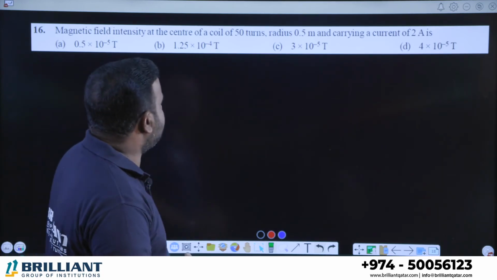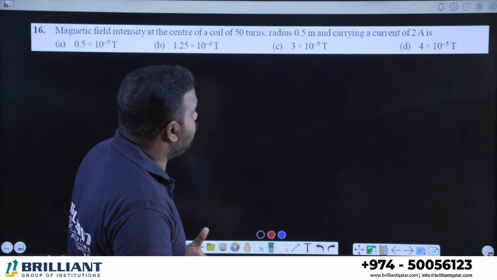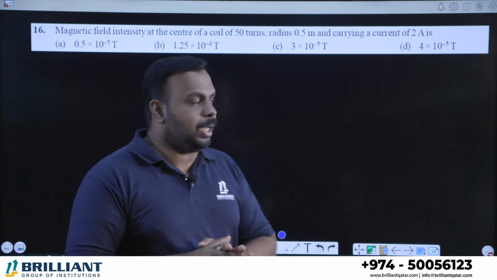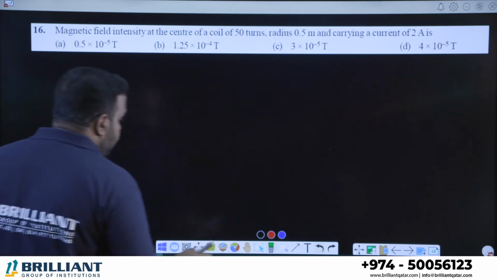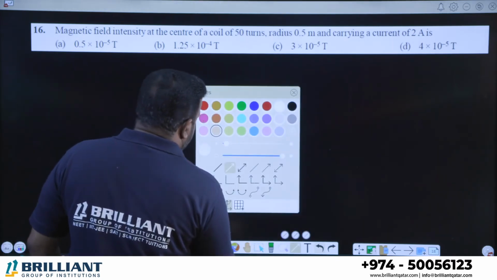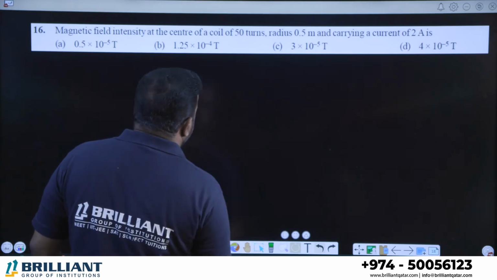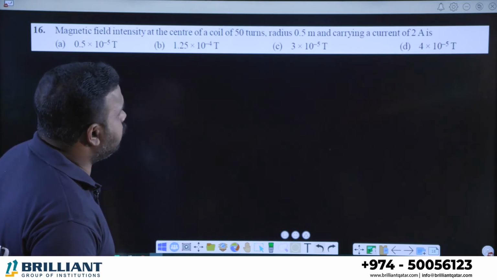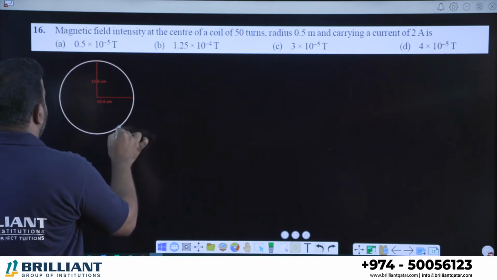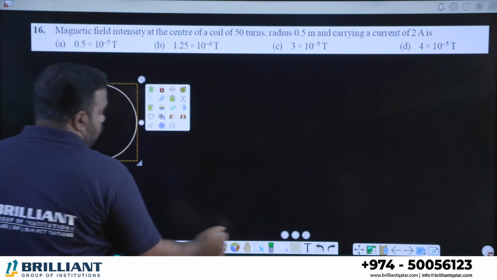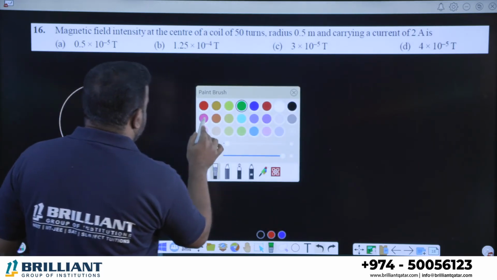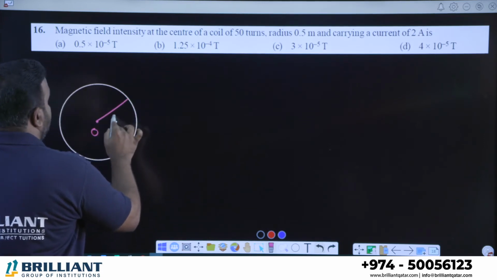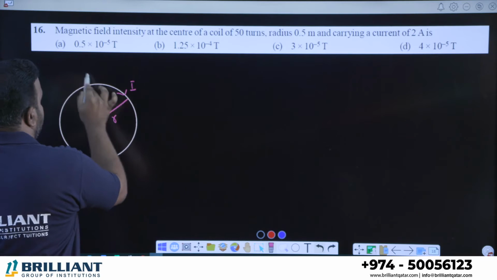Magnetic field intensity at the center of a coil of 50 turns, radius of 0.5 meter and carrying current 2 ampere. It's a direct numerical, right? Magnetic field intensity at the center of a circular coil. Number of turns is given, radius is given, current is given. So if this is a circular coil, it is carrying some current. This is the center O. Radius you can take R. Carrying current I. Number of turns is N.